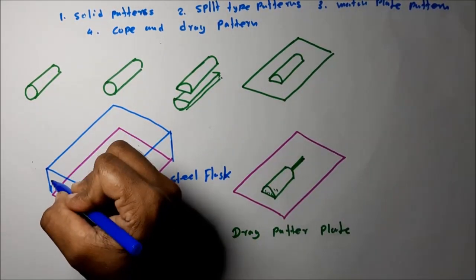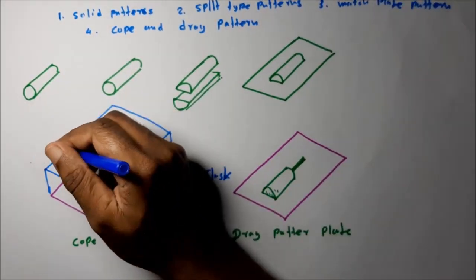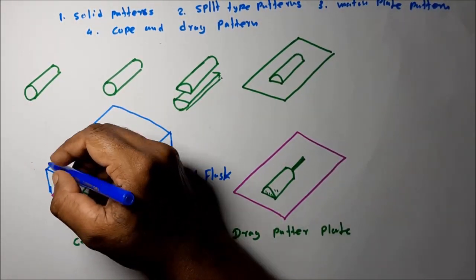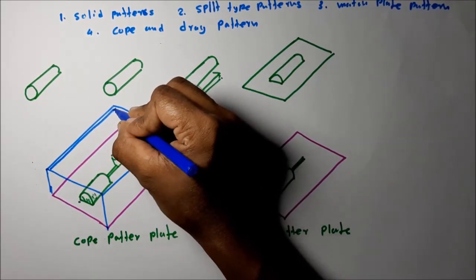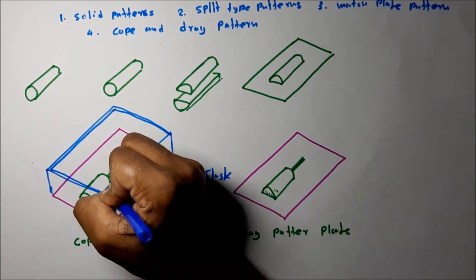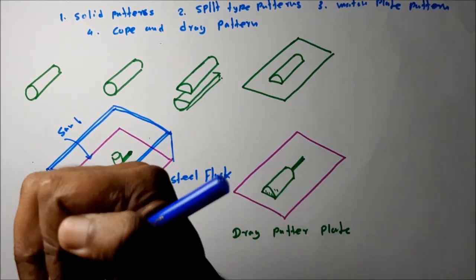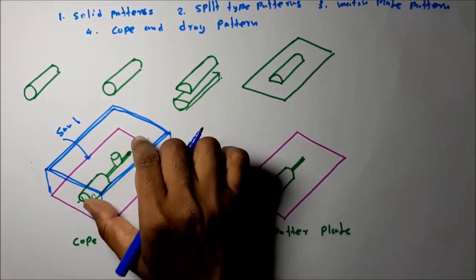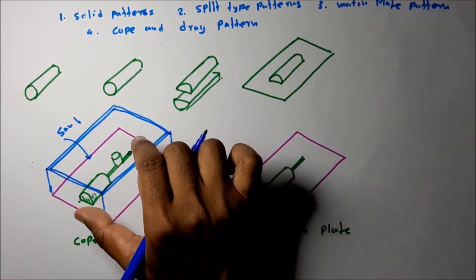Steel flask, it's a steel container, a box-like container. By placing this steel flask on top of one of the pattern plates, putting in the sand mixture, and compacting the sand, we can create half of the cavity, half of the mold, called the cope part.